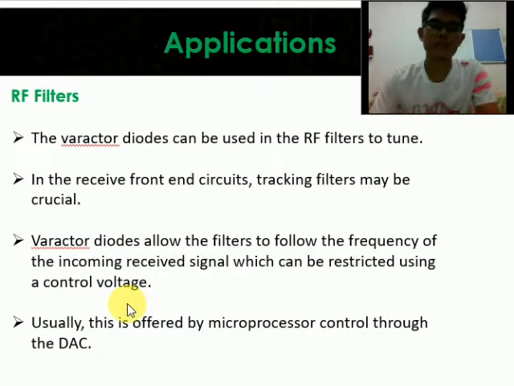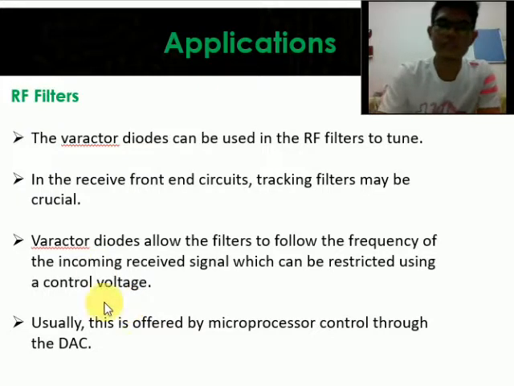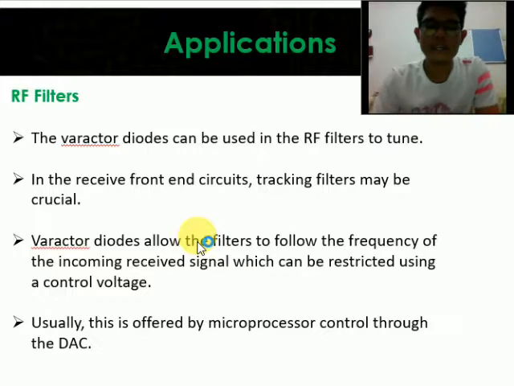Next, varactor diodes are mostly used in RF filters to tune. In the receive front end circuit, tracking filters may be crucial. Varactor diodes allow the filter to follow the frequency of the incoming received signal, which can be set using a control voltage. Usually this is offered by microprocessor control through the DAC. DAC stands for digital to analog converter.